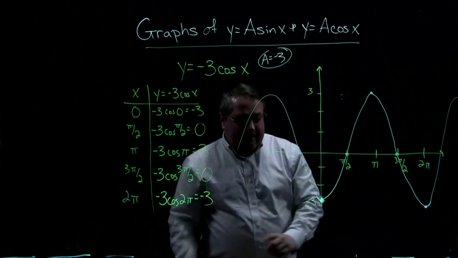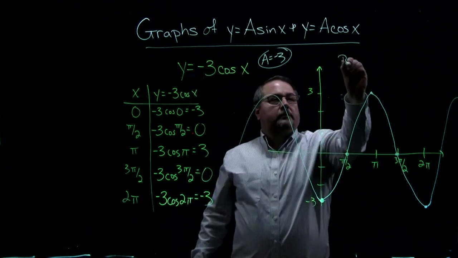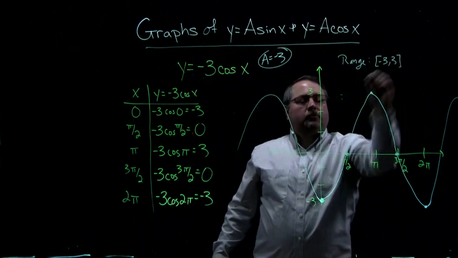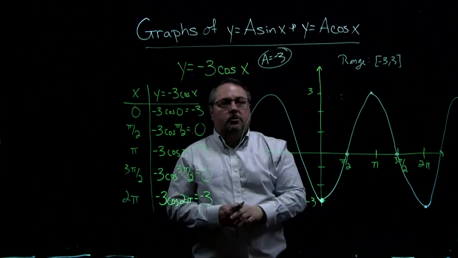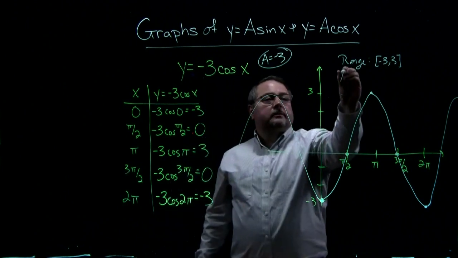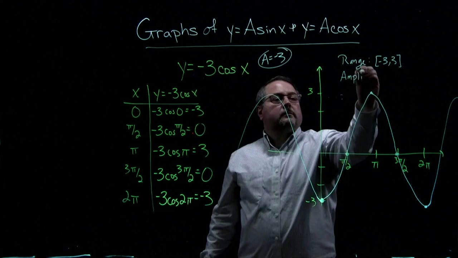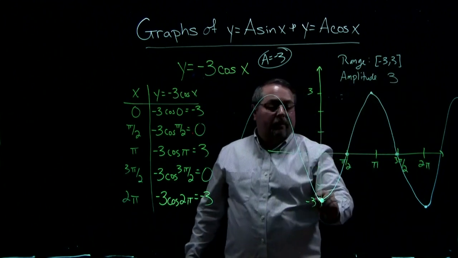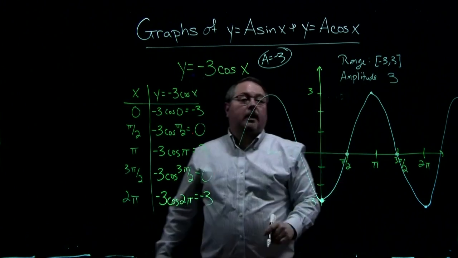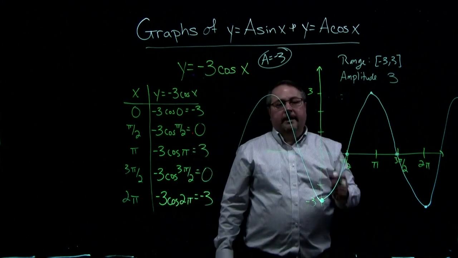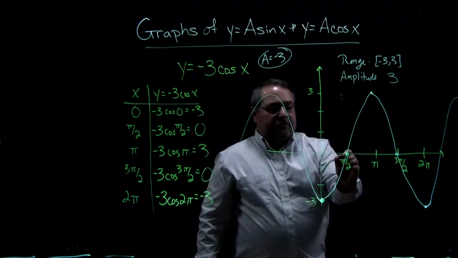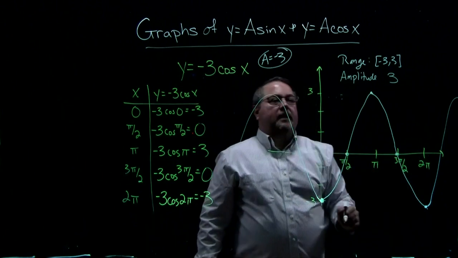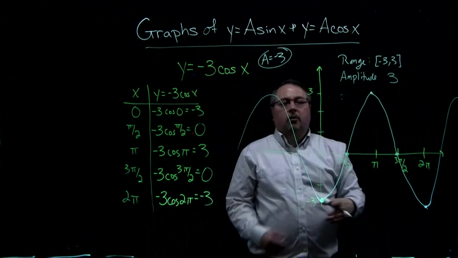Our range is negative 3 to 3. So our lowest y point is y equals negative 3. Our highest is y equals 3. And then our amplitude is 3. Okay, because now the distance from our lowest y to our highest y is 6. Half of that will be 3. So now if we start at the x-axis, we'll go up 3, back down, down 3, and then back up. So we have the sort of average height of our wave of 3.